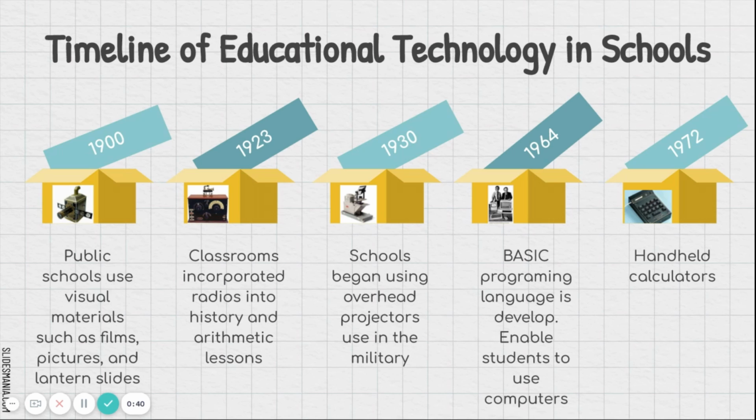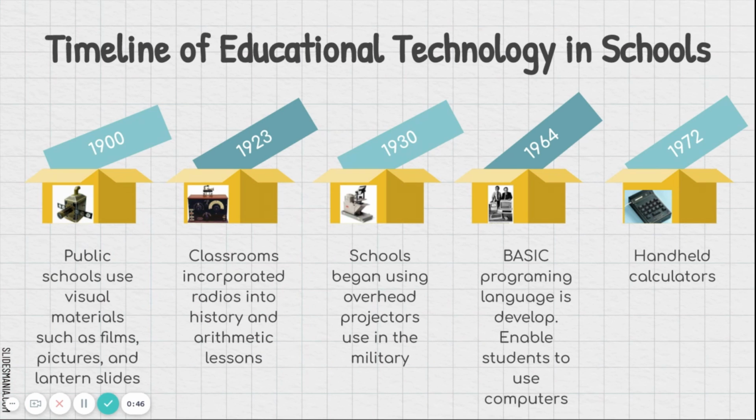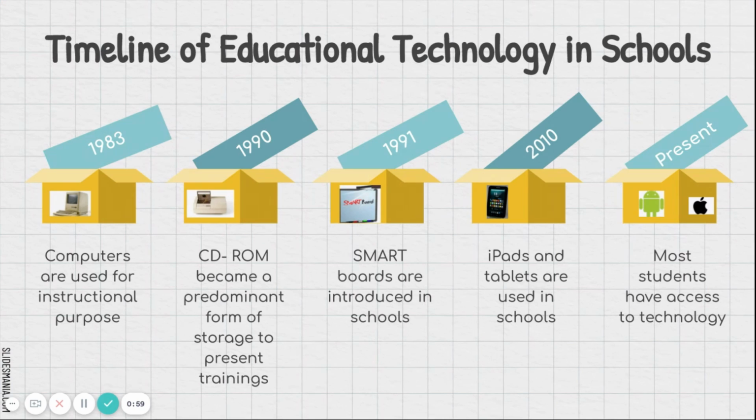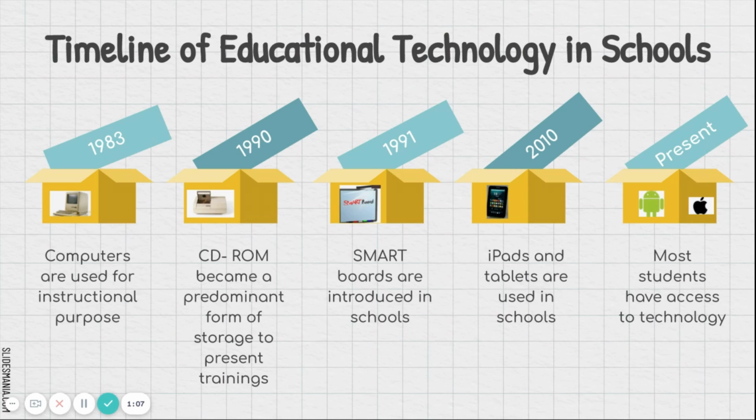In 1964, basic programming languages developed. It enables students to use computers. In 1972, handheld calculators were used in the classroom. However, teachers were concerned and they were slow to adopt them in classrooms for fear that they would undermine the learning of basic skills. In 1983, computers are used for instructional purposes. Here we have the Apple Macintosh used during this time.